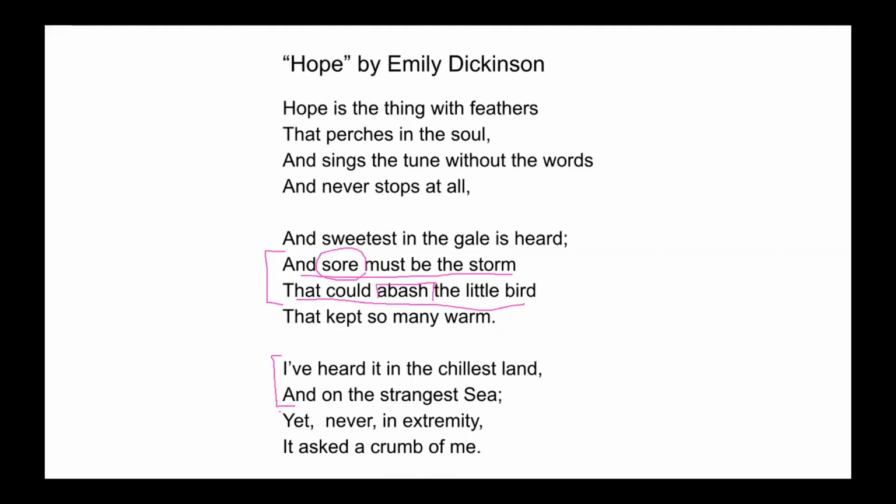So I said in the chat, Rigel says, does the bird mean hope? Yeah, so the very first stanza here is the comparison that hope is a bird. And you can see through the evidence that people have pointed out, hope is a thing with feathers, most likely a bird, that perches in the soul, that lives in our hearts and lives in us, right? And sings the tune without the words and never stops at all. And so the hope is always there singing, or the bird is always there singing, and it never really stops. It's always there for us, right?